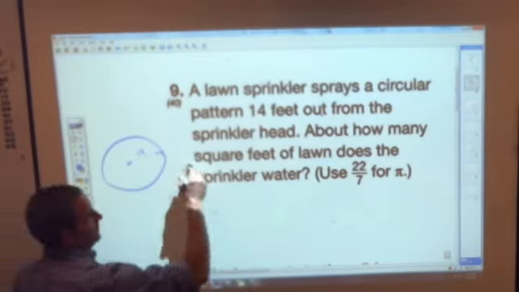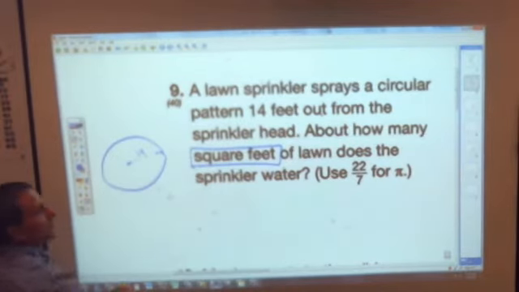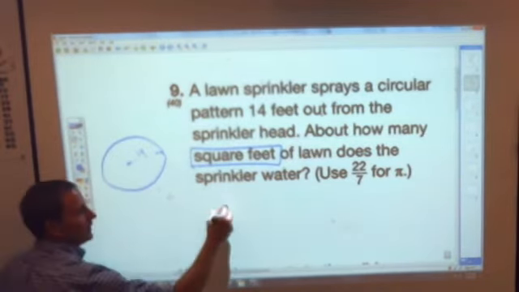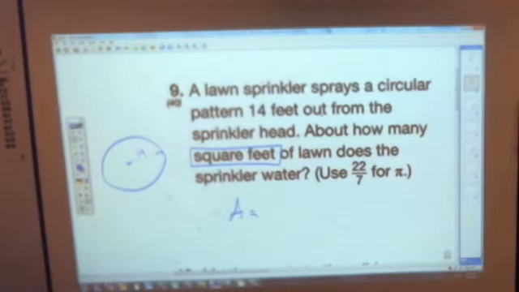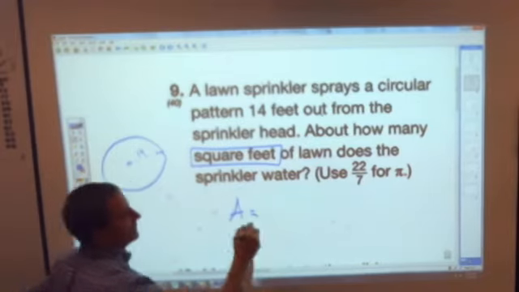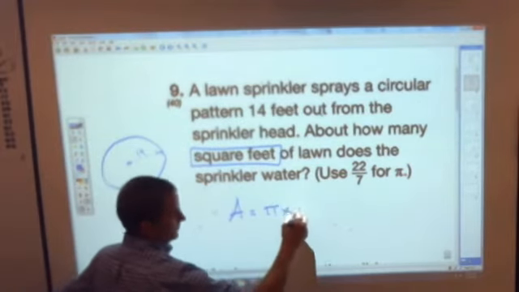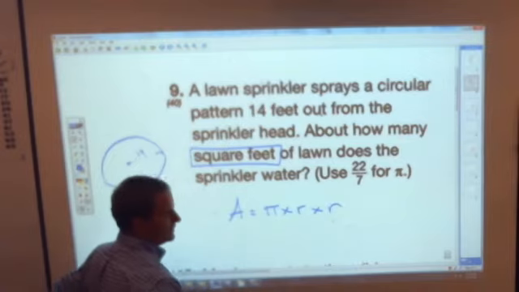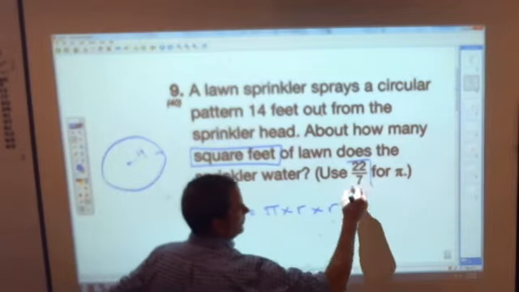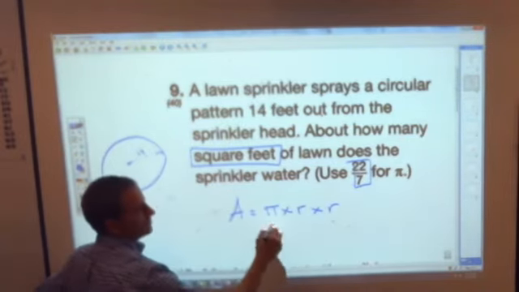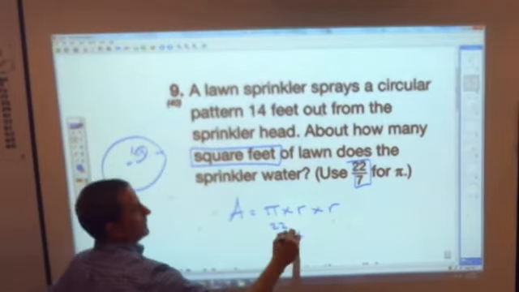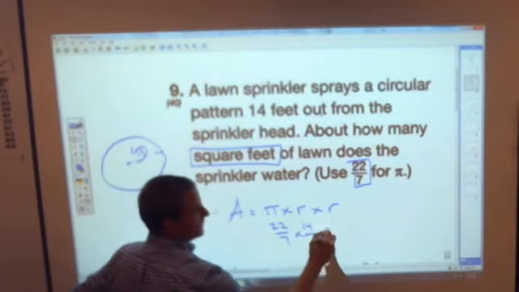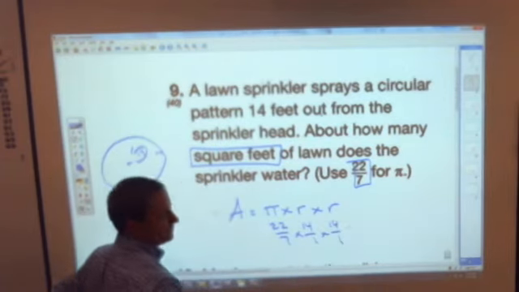It asks you for how many square feet. Anytime you're looking for square feet, it is area. And what's the formula for the area of a circle? Pi times radius squared. Pi times radius times radius. And they tell you, for good reason, to use 22 over 7 for pi. The radius is 14 over 1 times 14 over 1.